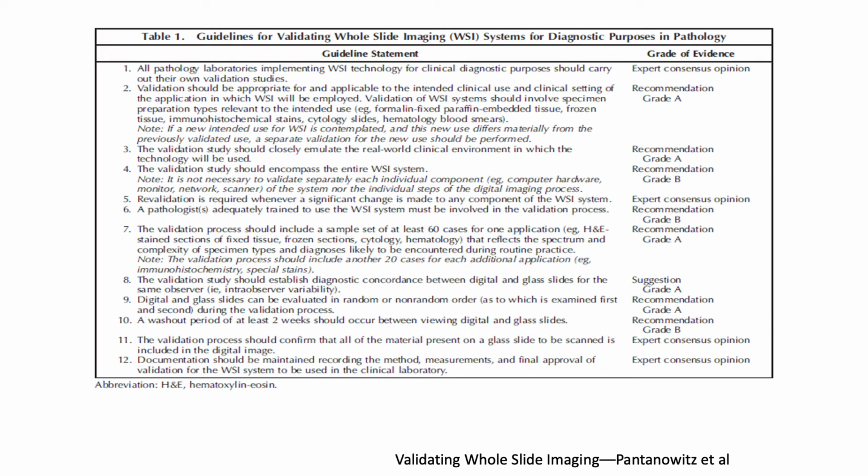The validation process should include a sample set of at least 60 cases for one application, for example, H&E stains or cytology, that reflects the spectrum and complexity of specimen types and diagnoses likely to be encountered during routine practices. The validation process should include another 20 cases for each additional application, for example, immunohistochemistry or special stains.